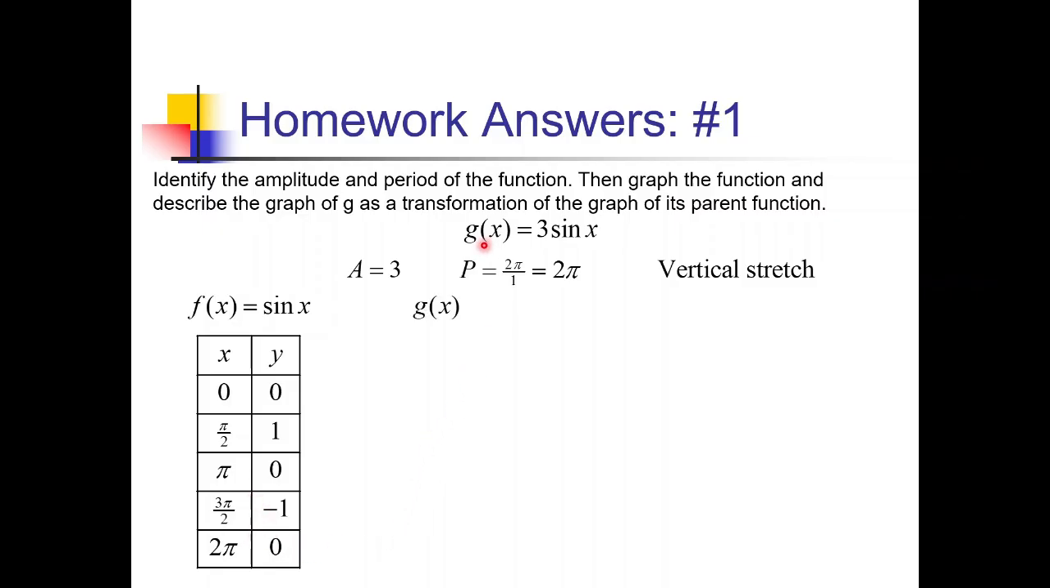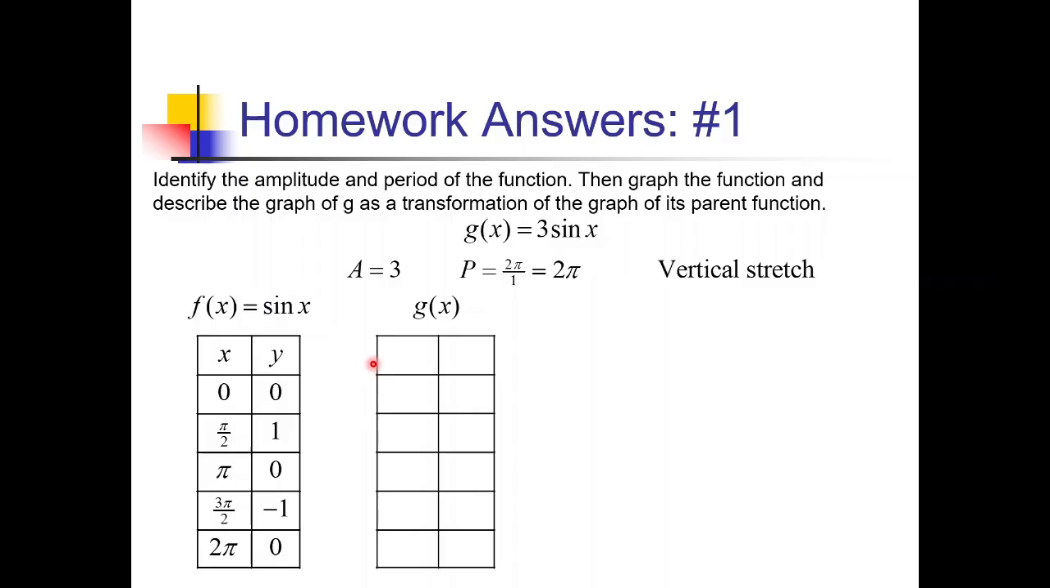So for the g function, to modify this, we're only doing things vertically. We're not doing anything inside the function. So x is just going to be x. But for the y values, we need to do 3 times those. So I'll keep all my x values the same: 0, pi over 2, pi, 3 pi over 2, and 2 pi. For the y values, I'm just multiplying by 3. So I've got 0, 3, 0, negative 3, and 0.